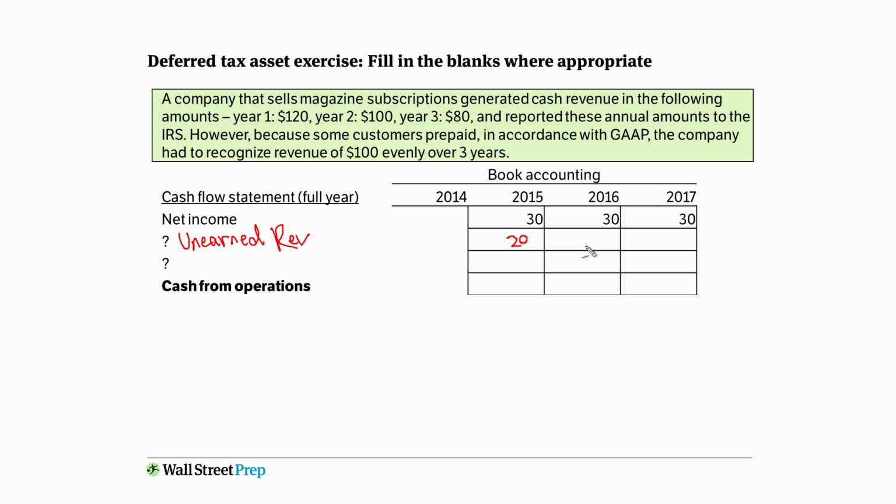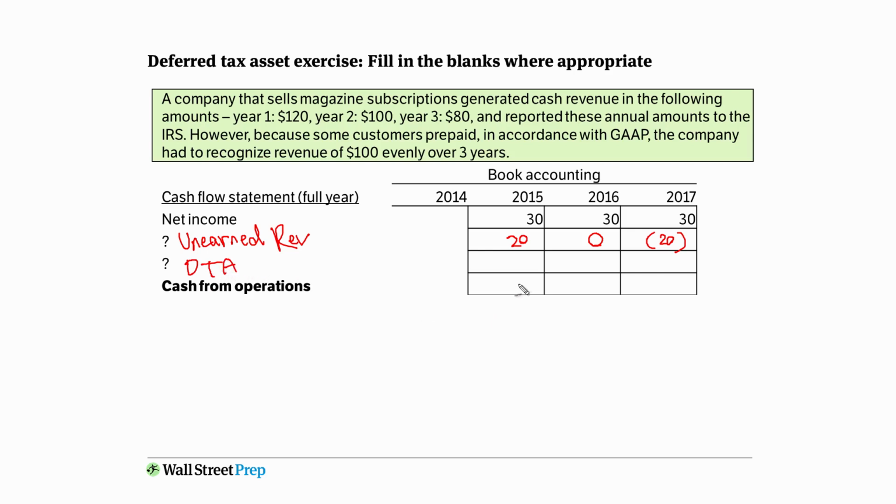The next year, if you recall, there was no change in that liability. And the following year, the liability was fully reversed. So that's the first adjustment, and this is part of cash from operations. And the second adjustment, of course, is the change in DTA.